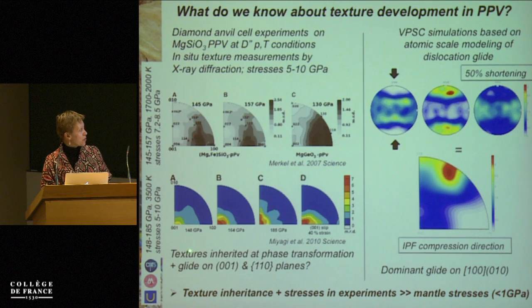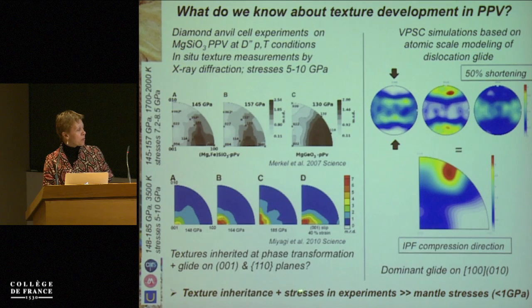There are some complications in these experiments. The first one is that they have quite a lot of texture inheritance at the phase transformation. When they start the experiments, they don't start with post-perovskite. They start with either perovskite or enstatite, and they compress it before the phase transformation. So they get a texture in the precursor phase that gives an inheritance afterwards. But okay, this can explain part of it, but it does not explain everything, because there is some evolution in the texture after the transformation. So we still don't know very well how to explain it.